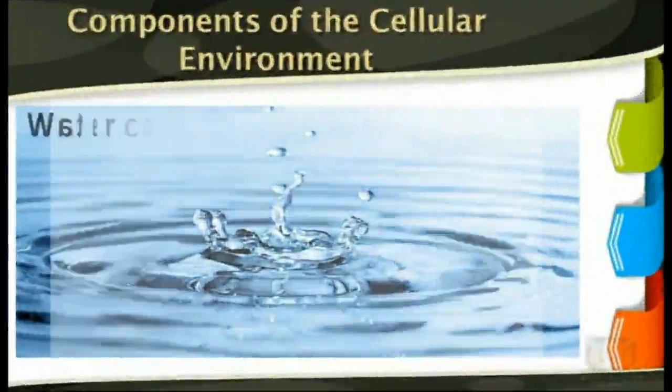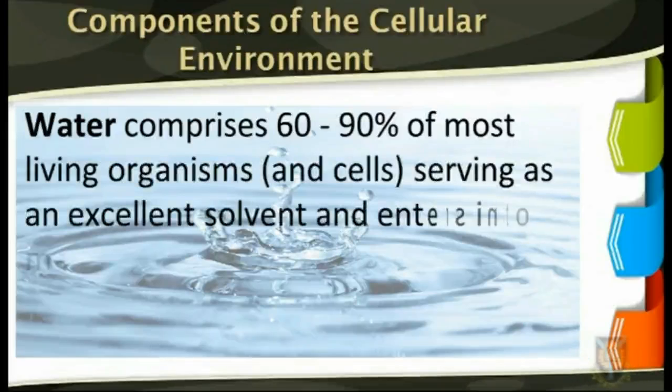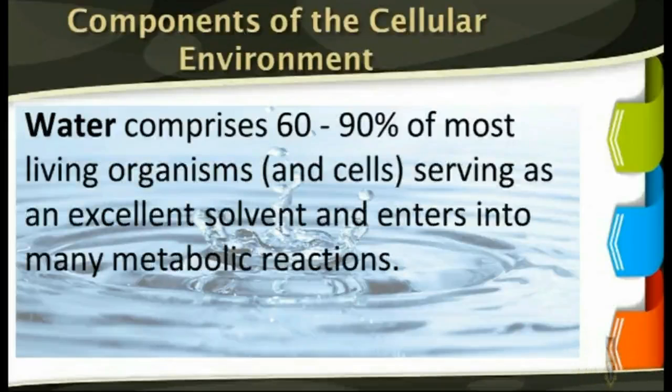Components of the cellular environment. Number 1, water. Water comprises 60 to 90% of most living organisms and cells. They are important because it serves as an excellent solvent and enters into many metabolic reactions.